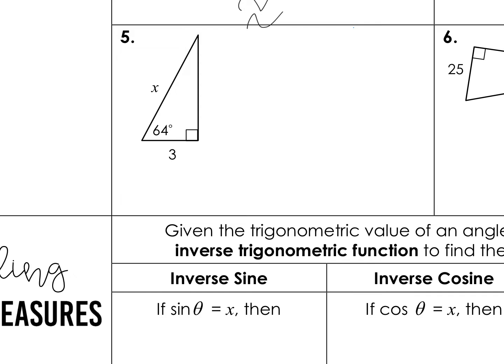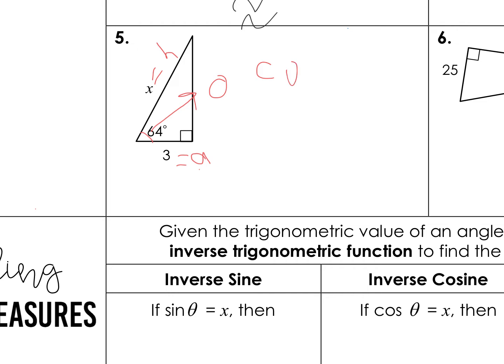I'm given this angle here, 64 degrees. I'm not given the opposite. But what I do have is an adjacent leg, and the hypotenuse is what I'm looking for. Since those are the two things I need, that would be a cosine. Cosine of this 64 degree angle has to be adjacent over the hypotenuse, 3 over x.